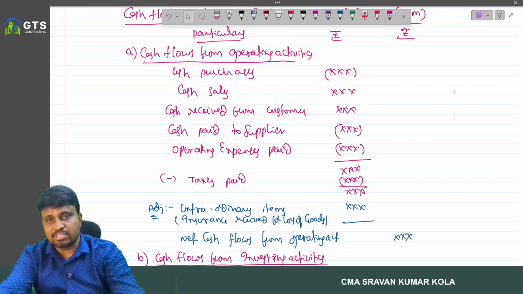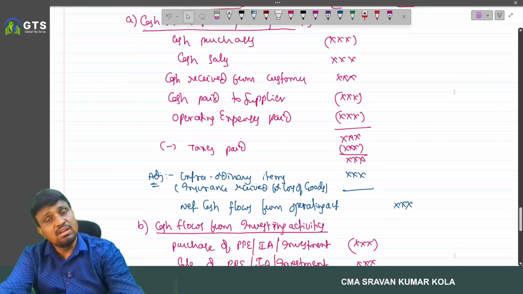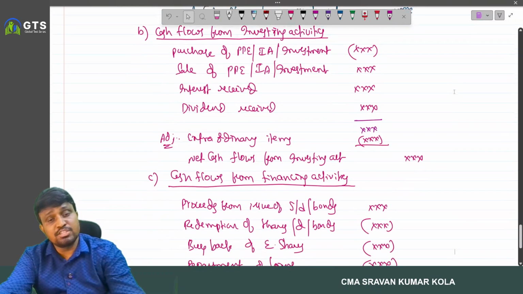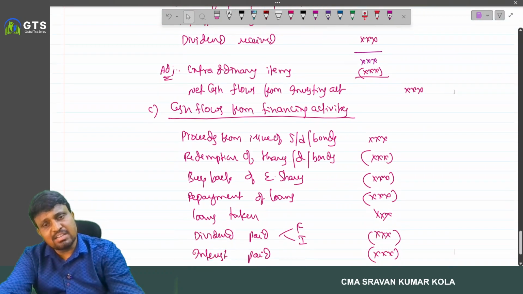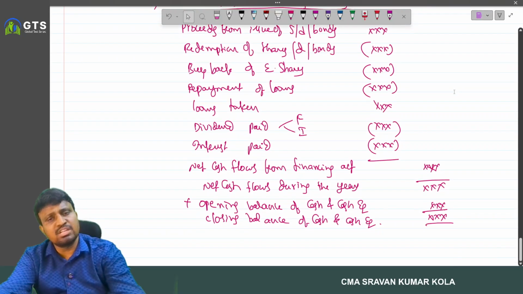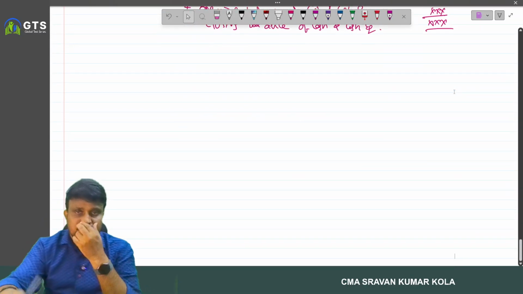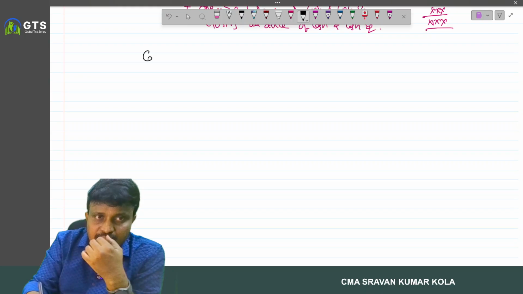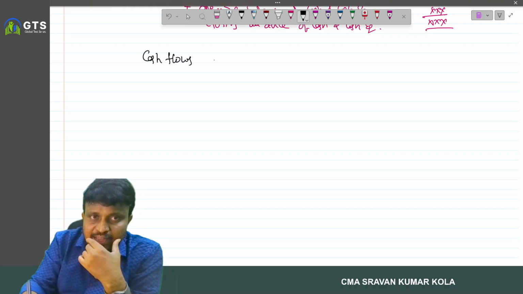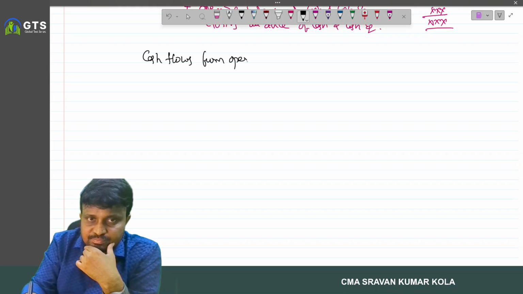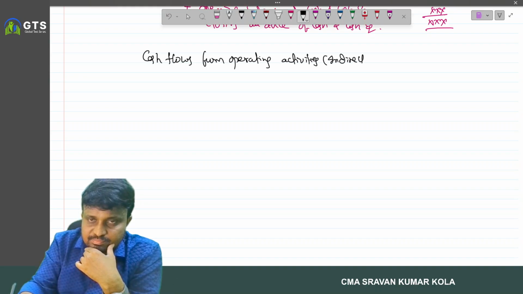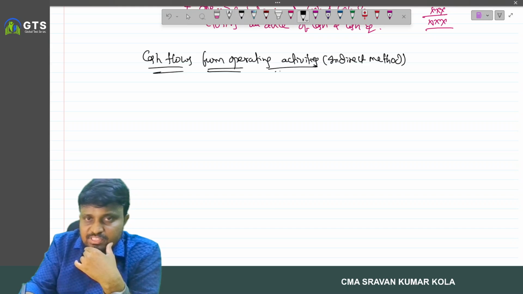Otherwise, we follow the indirect method. It means if, for the profit and loss statement, only profit before tax and balance sheets are given and it is clearly mentioned to follow the indirect method only, then we follow the indirect method. Then we'll also discuss the indirect method, cash flows from operating activities, in relation to the indirect method.